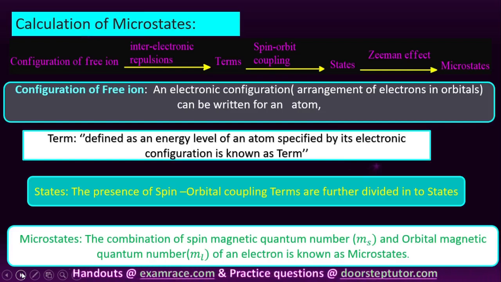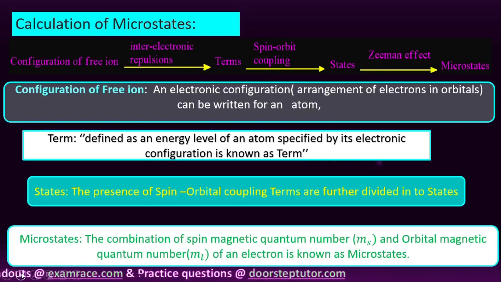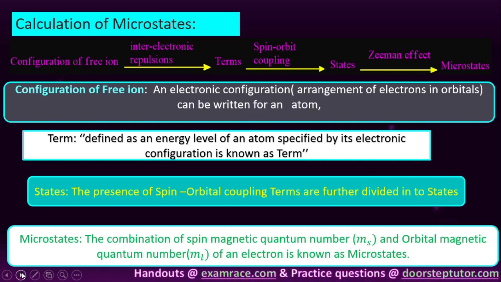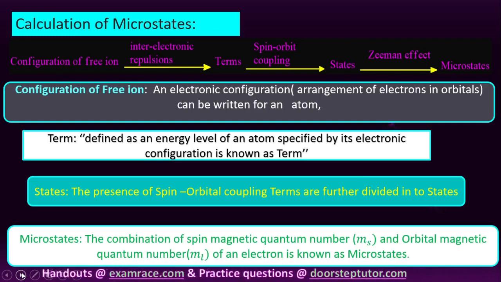If L value is 0, then the term is S. If L value is 1, the term is P. If L value is 2, the term is D. If L value is 3, the term is F. So the term is the energy level of an atom specified by its electronic configuration. Right. So these terms, in the presence of spin orbit coupling.